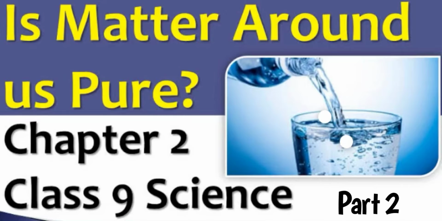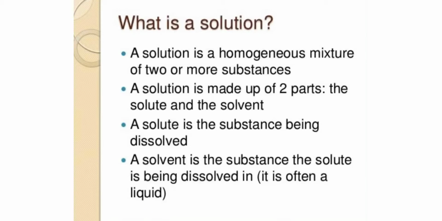Now let us study other topics of this chapter. So here we are going to study about solution. We know that a mixture can be in any state, that is solid, liquid or gaseous state. If it is in a liquid state, it is called solution. So what is a solution? A solution is a homogeneous mixture of two or more substances.